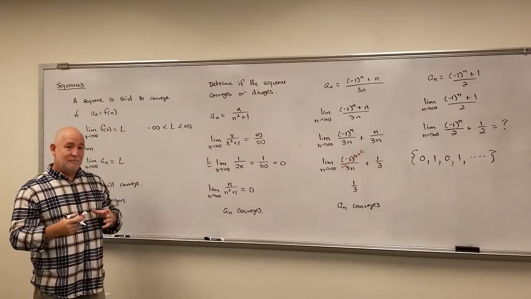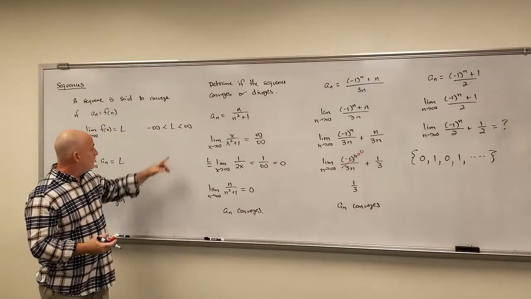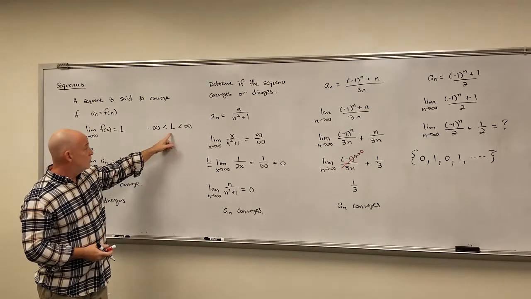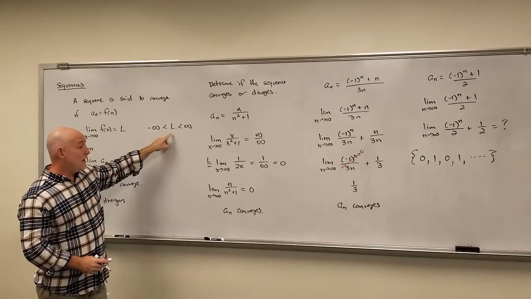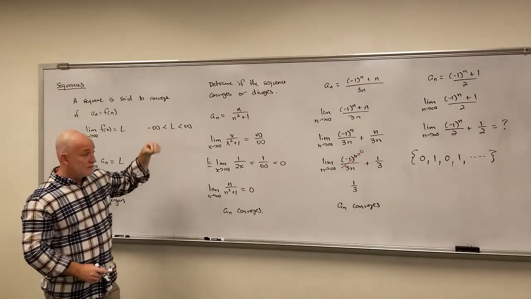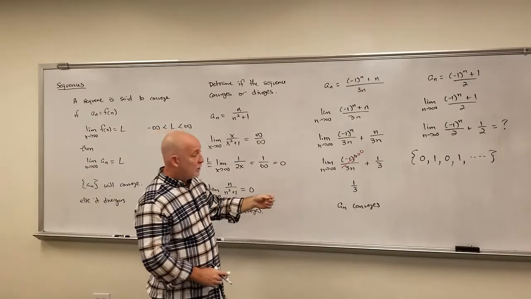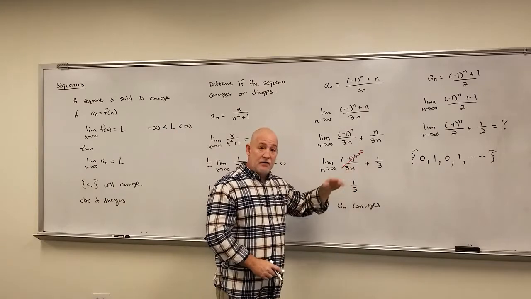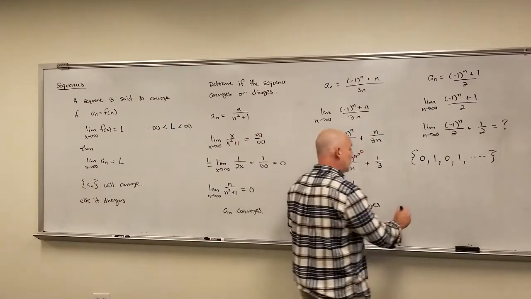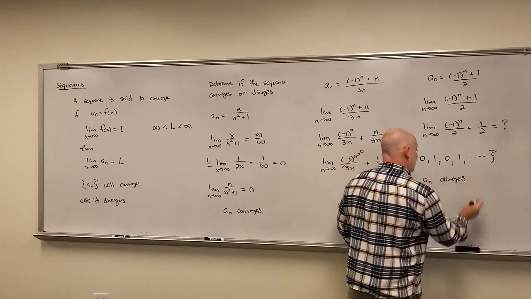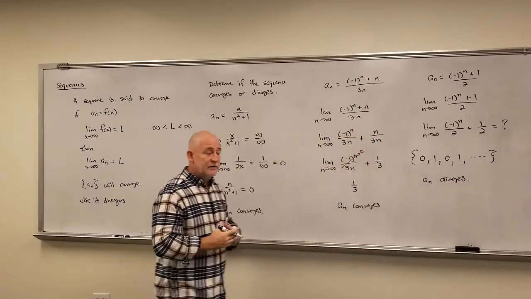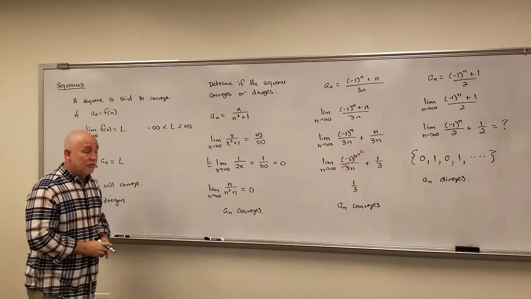Well, here's where a lot of students get confused. You say, well, those values do fall between negative infinity and positive infinity. However, it's not a single value, right? This isn't heading towards 0, or heading towards 1. It's bouncing back between these two. So here we'd actually say a sub n diverges. So this is kind of our second case for divergence.